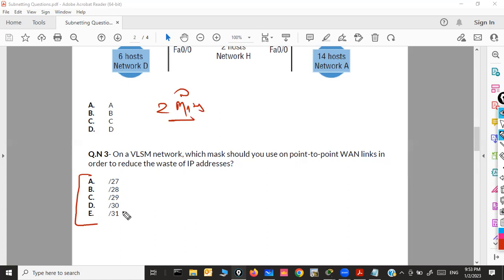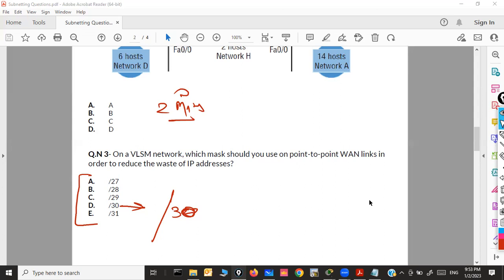I'll say D in my answer. So your computation is /30, right? Yeah. Because 32 minus 30 would be 2. 2 to the power 2 is 4, minus 2. So those are the two IPs I will use.